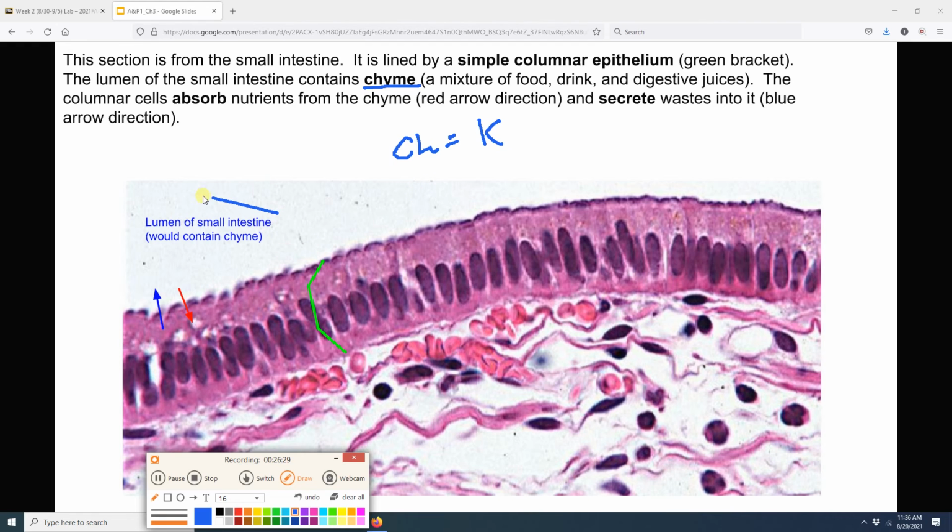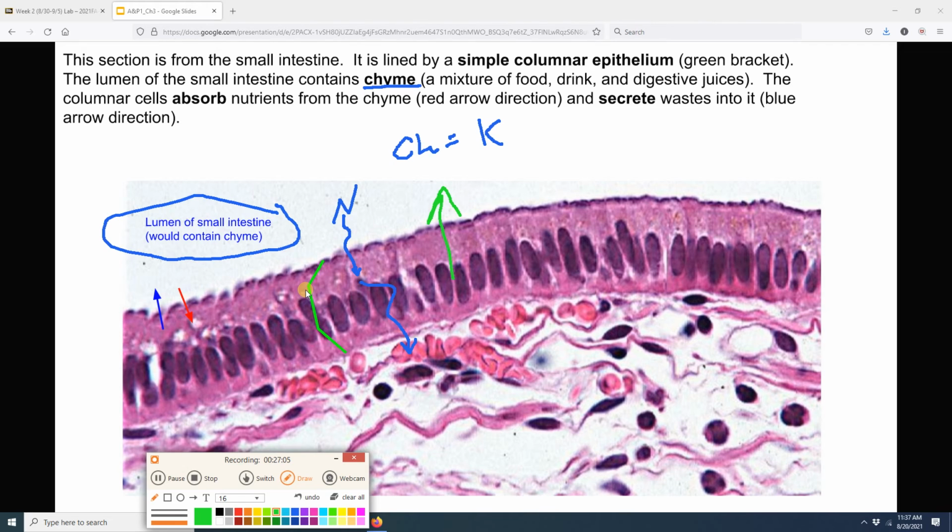So the lumen of the small intestine right here would contain nutrients. We need nutrients to be absorbed, so they can get into the cell and then eventually get onward into the blood vessel down here. Meanwhile, wastes need to be secreted in the opposite direction. These simple columnar epithelial cells are really good at absorbing nutrients from the chyme and adding waste to it.